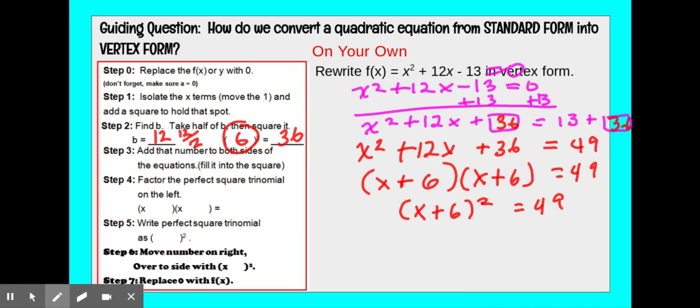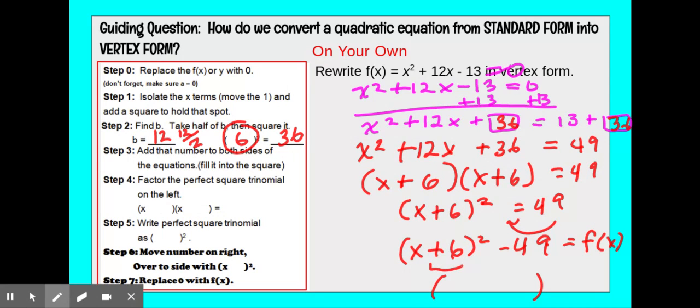Now the last step, again, is different. We can't square root here. We're going to bring that 49 over. Now it's positive, so to bring it over, it becomes negative. So it's going to be x plus 6 squared minus 49 equals f of x. So now, can you tell me what your vertex is? The vertex: this number comes out as the opposite, negative 6. That number stays the same, negative 49.